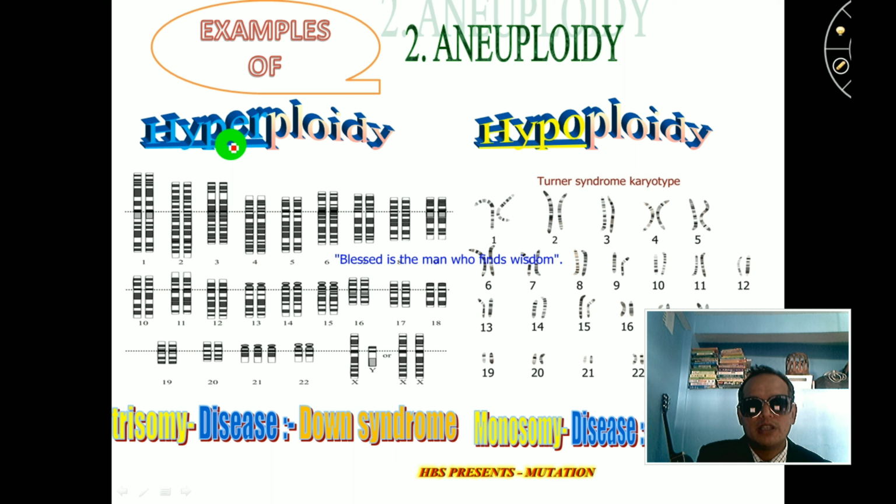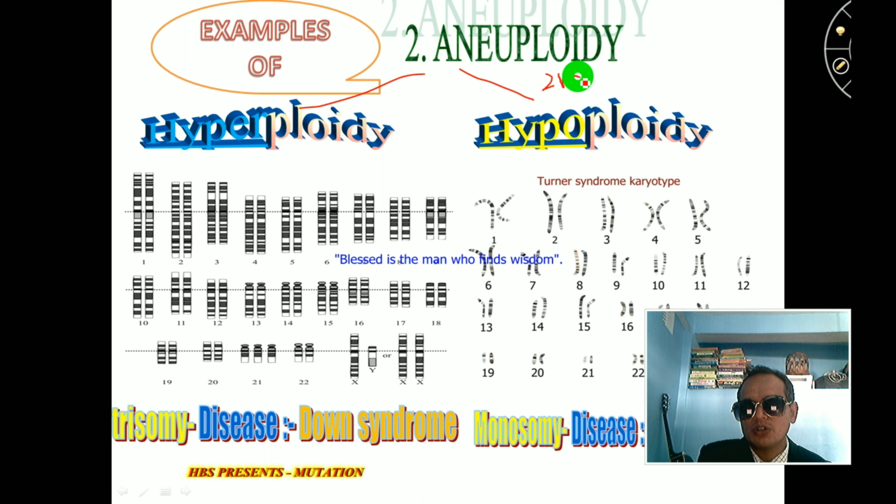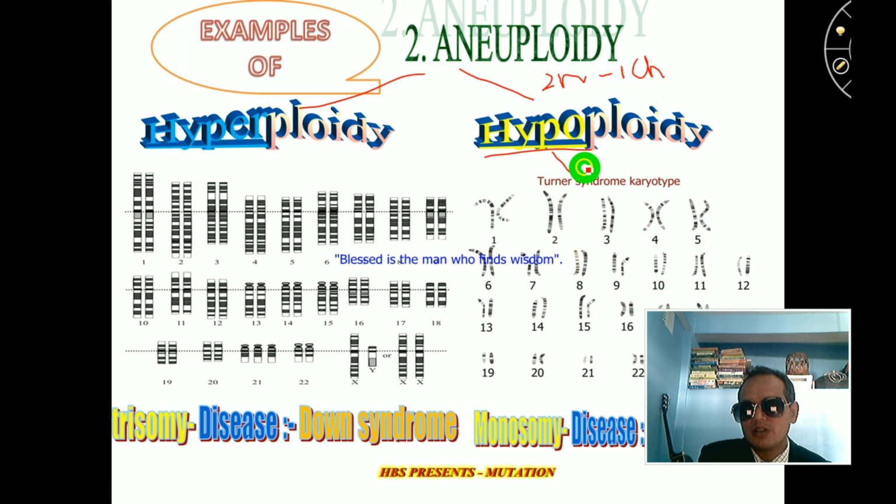As I told you, aneuploidy is again of 2 types. One is hyperploidy, the other one is hypoploidy. We have a 2n number of chromosomes. It mostly occurs in human beings and in animals. So if one chromosome is subtracted from the 2n number of chromosomes, then it is hypo, meaning less. And this is one example, Turner syndrome.